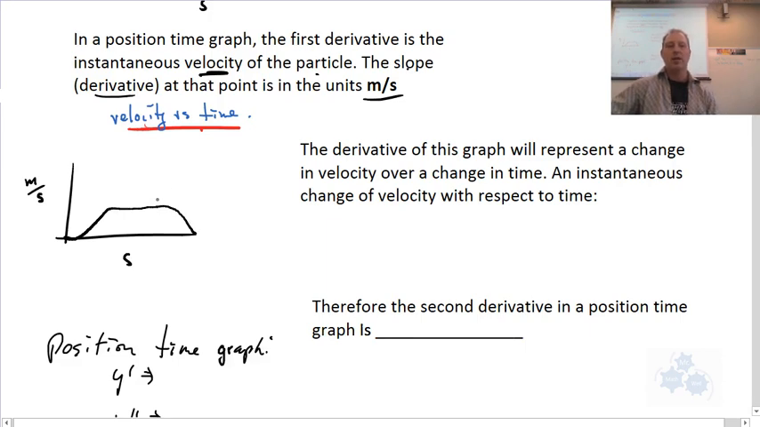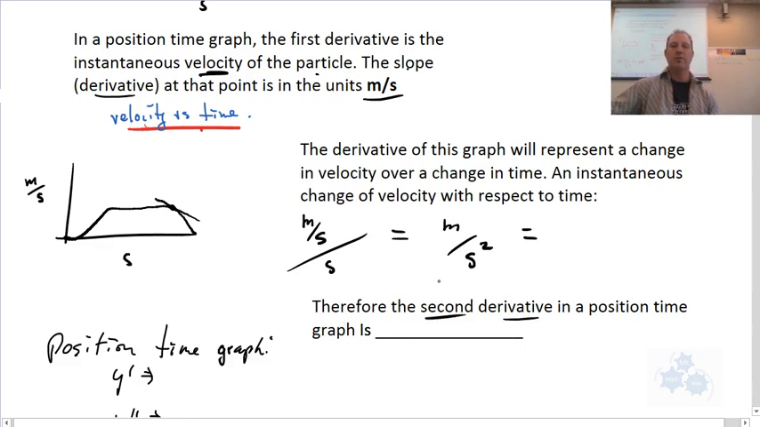Well, if we take a look at a tangent line on a velocity versus time graph, that is how the velocity is changing over time. So velocity changing, meters per second per second, is the same as meters per second squared. And what is that? The second derivative, or the derivative of the derivative function. So the first derivative is velocity, the second is acceleration.